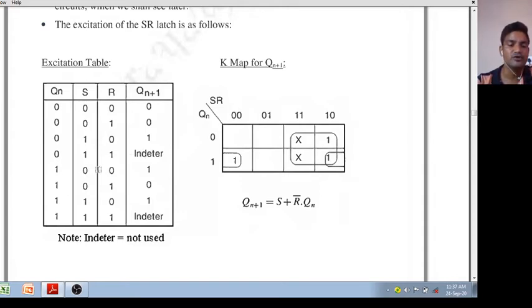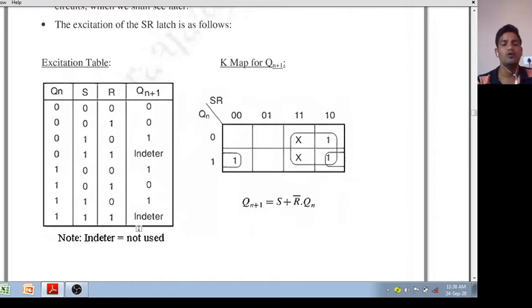Next, 0 0, again Qn plus 1 equal to Qn. So what is the value of Qn? This is 1, no change. So it is 1. 0 1, again it is called reset condition. So it will be 0. 1 0, again it is called set condition. It is 1. 1 1, this is indeterminate state.